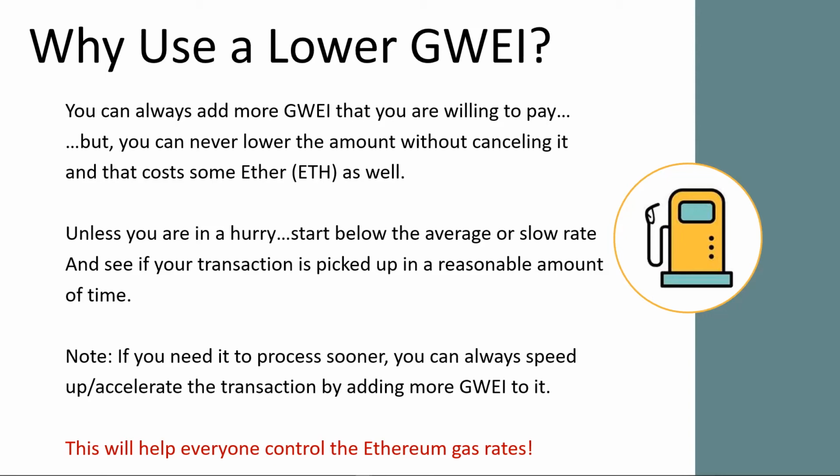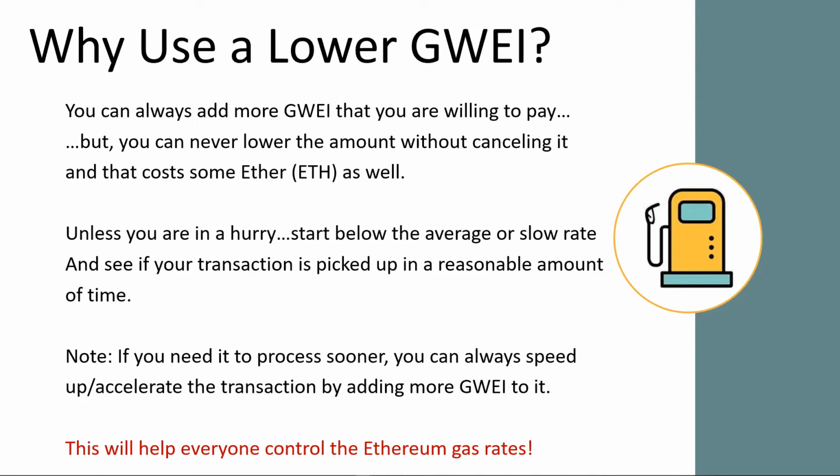Not telling you that if you waited just 2 hours, instead of paying $2, you could have paid $1, right? That's what's going on. It's always based upon how many transactions are processed recently. And if enough people keep clicking that fast button, it drives the average up. But if enough people know to start lower, and again, you can accelerate it, you can speed it up later by adding more GUI to it. You can never remove the amount, right?